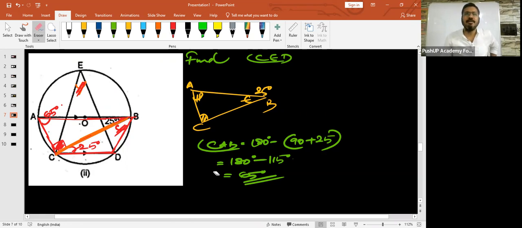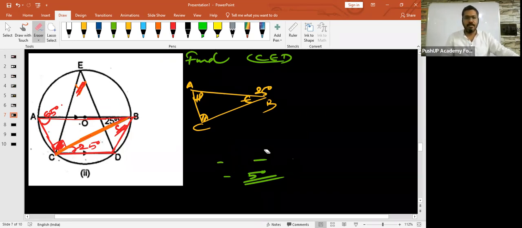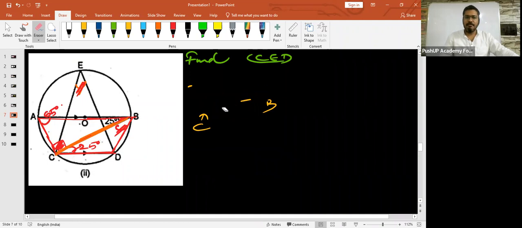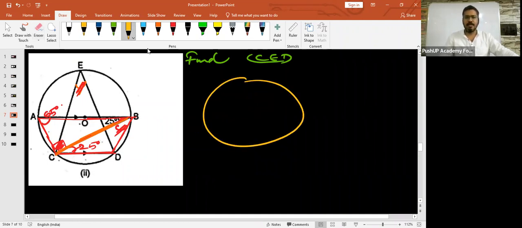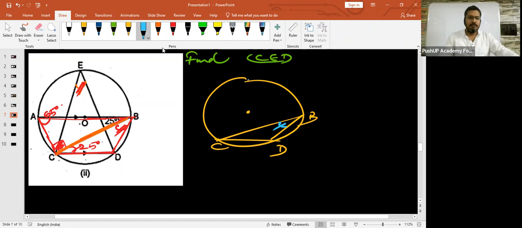Which one? Cyclic quadrilateral. No, not only cyclic quadrilateral. Children, my question is, I'll just erase this part, okay? My question is, if I get the value of angle CBD, this is the circle, look at this part. If I get the angle CBD, won't it be equal to angle CED?